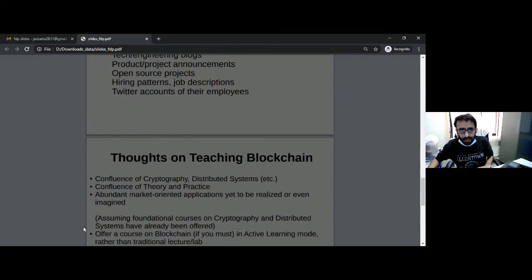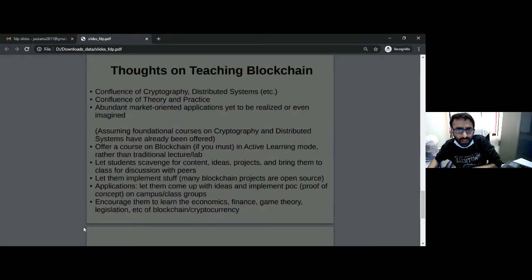My last slide is about some thoughts on teaching blockchain. In the sessions so far, and even in today's sessions itself, you would have heard the word confluence. Blockchain as an area is a confluence of various fields, in particular cryptography, distributed systems, and so on. But more generally, it's a confluence of theory and practice. And there are abundant market-oriented applications which are yet to be realized or even imagined.